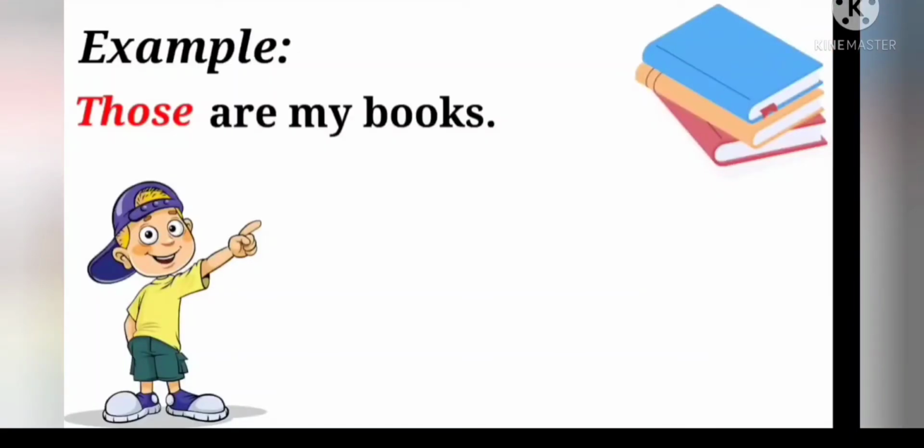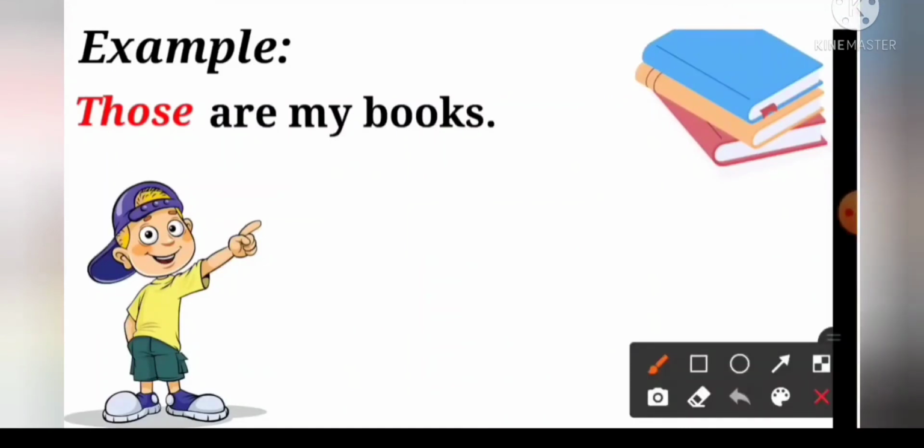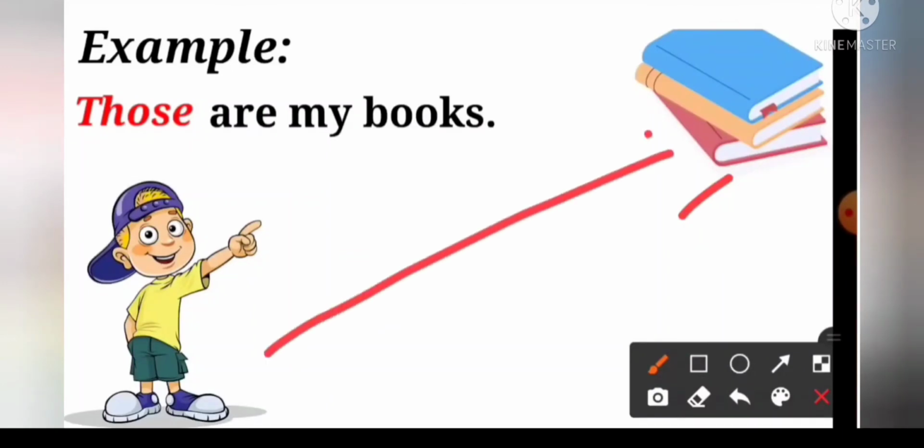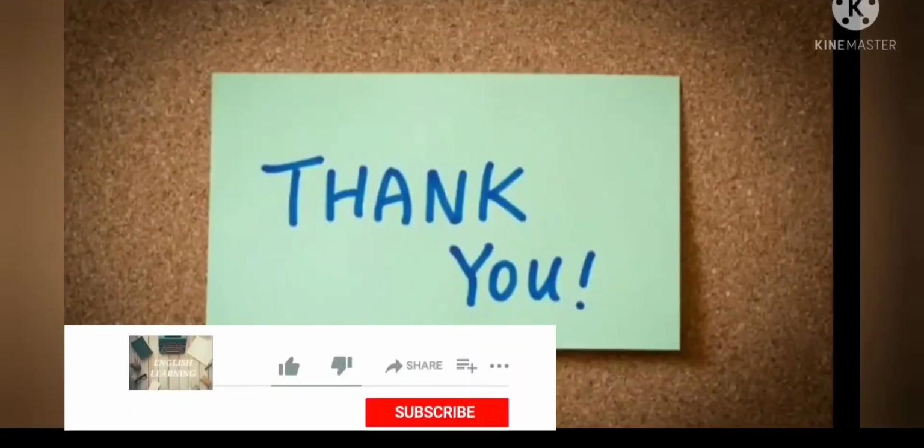Example, those are my books. Again we can see that there are many books lying over here and this boy is pointing towards these books which are far from him. That is why demonstrative determiner those has been used. Those are my books.